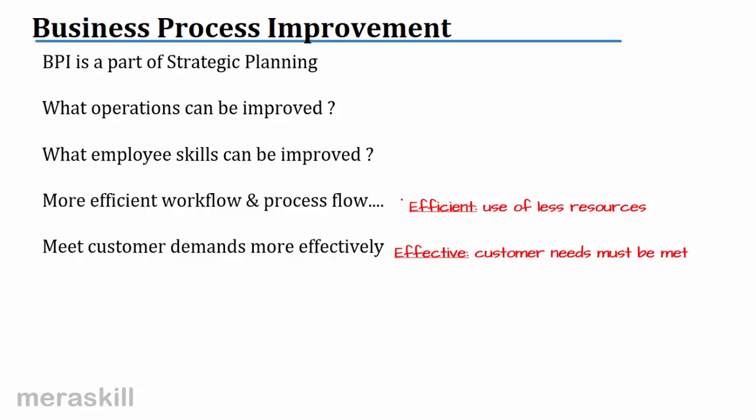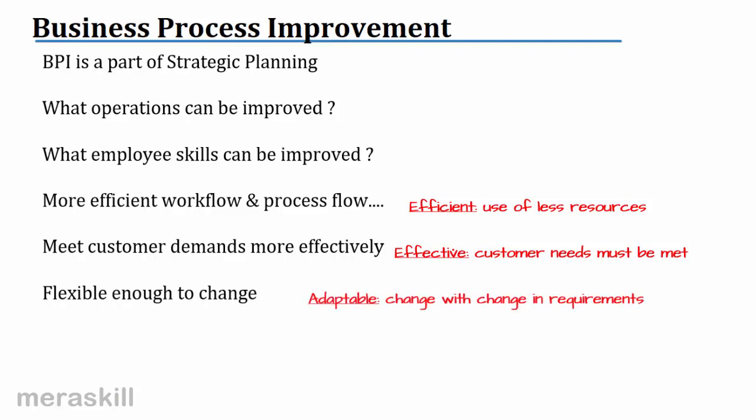So basically it should be efficient. What do you mean by efficient? Use lesser resources. Make the same quality product but with lesser resources, or make a better quality product with fewer resources. And effective, customer needs must be met. And the third point is that it should be adaptable. These are the three things that we try to do: efficient, effective, and flexible and adaptable. Right? So business process improvement is a part of the strategic planning.